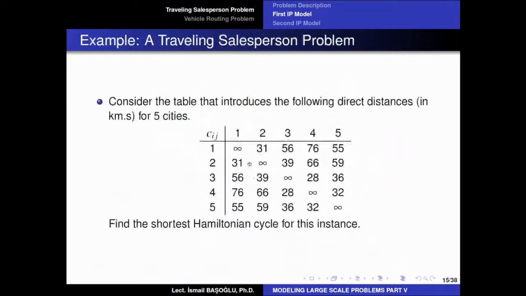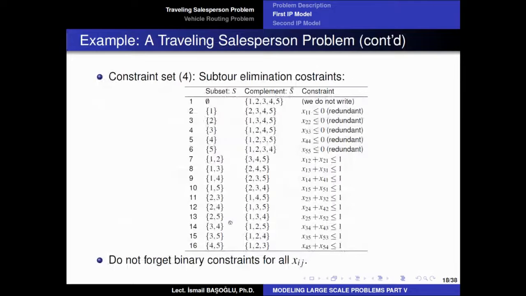Okay, so for example, let's do that. Imagine subset 2, 5. So we are only considering 2 edges. In this subset 2, 5, there are 2 edges, 2 to 5 and 5 to 2, right? Only one of these edges should be active, right? If both of these edges are active, then there will be a subtour within 2 and 5, right? So we visit 2 after 5 and 5 after 2, if both edges are active here.